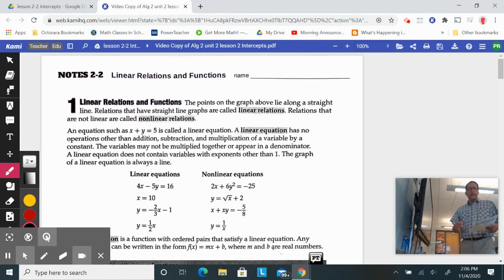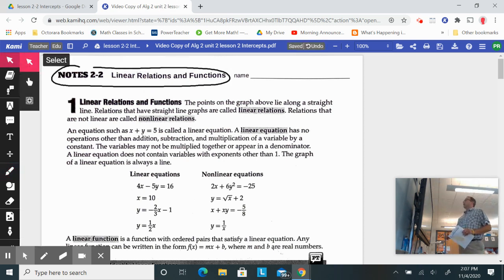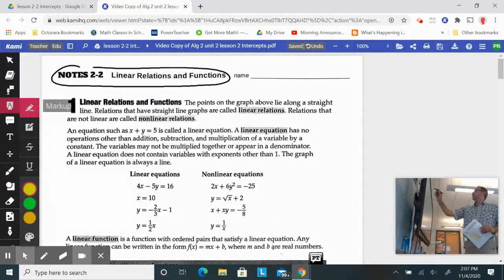All right, let's talk about linear relations and functions. We're talking here about notes 2-2, and we're rolling. Key concepts here in the second sentence. Relations that have straight line graphs are called linear relations. We talked a little bit about that at the beginning of lesson 2-1. Relations that are not linear are called non-linear relations. How about that? That's pretty obvious.